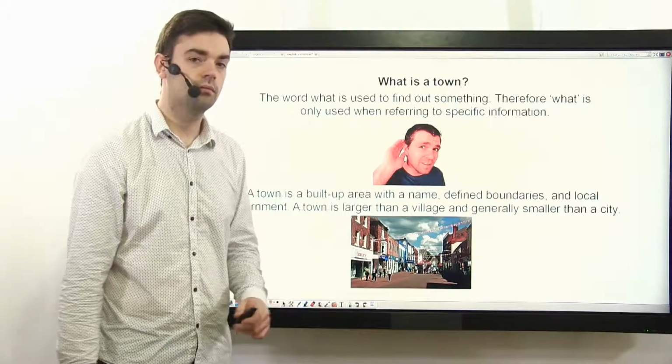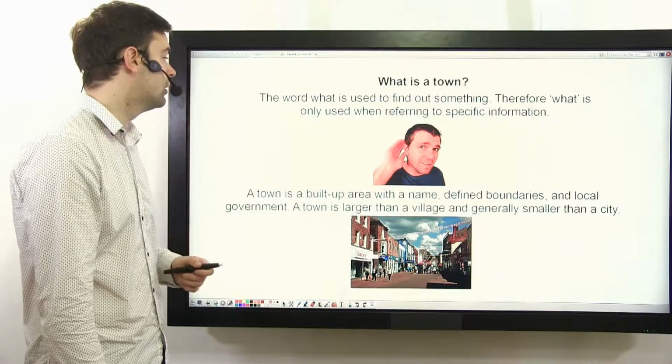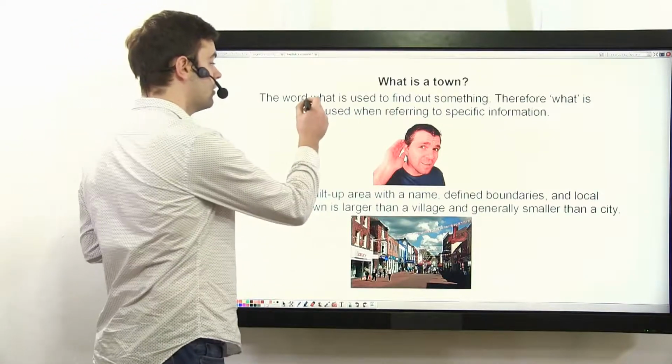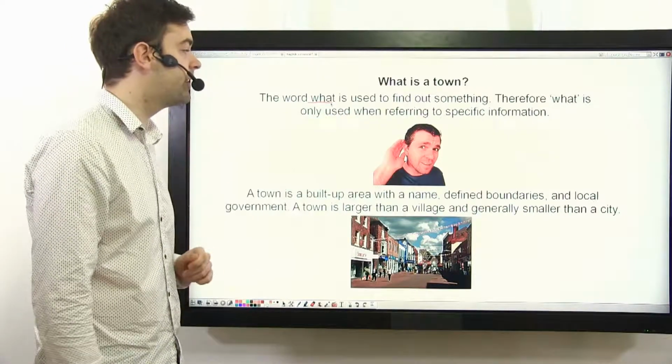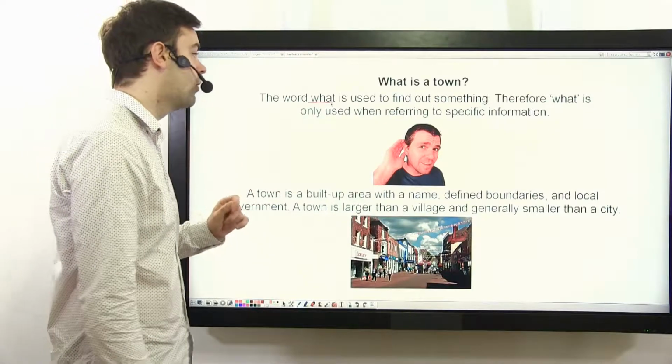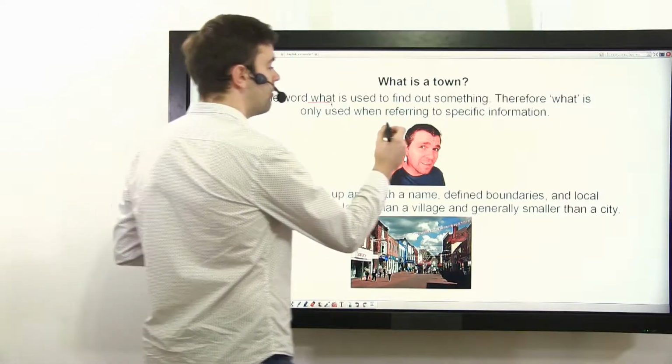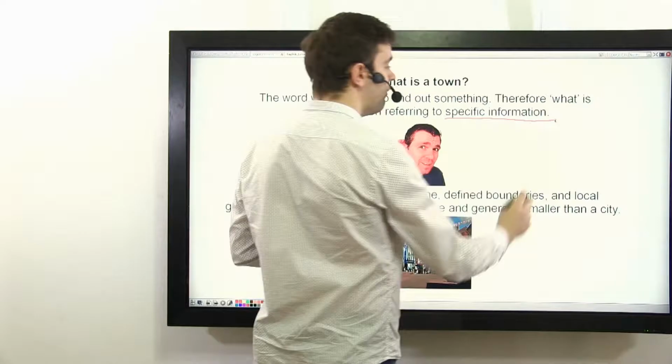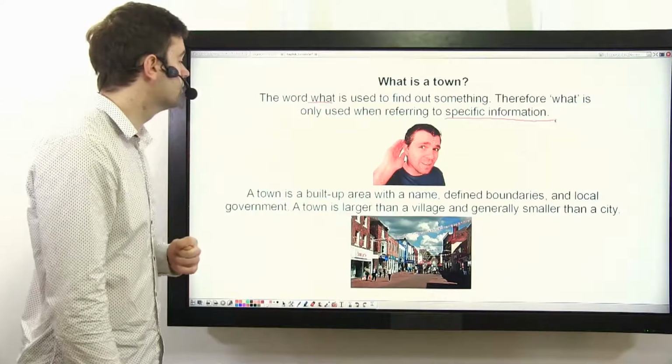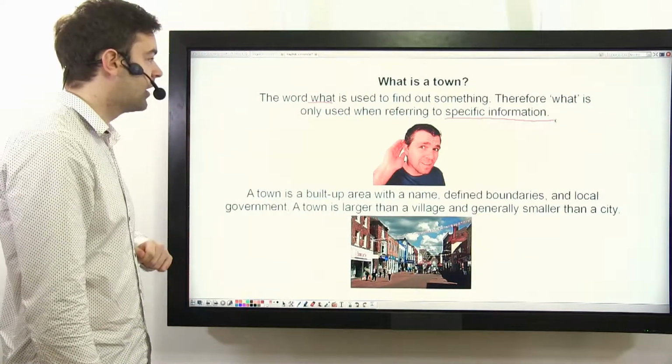So firstly, what is a town? The word what, remember, is used to find out something. Therefore, what is only used when referring to specific information. So let's answer that question.